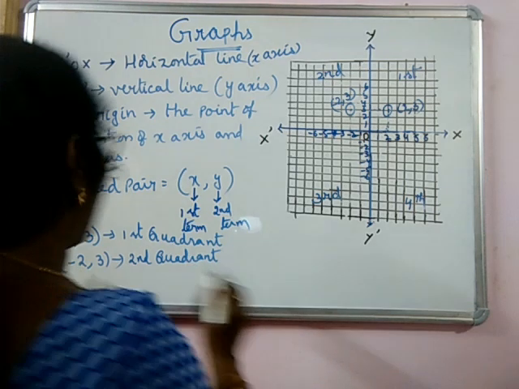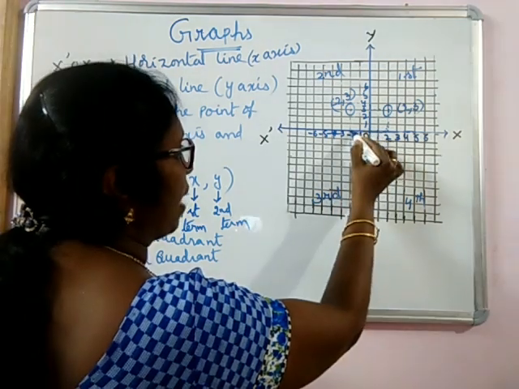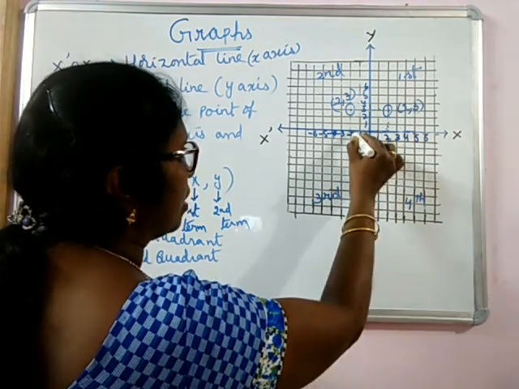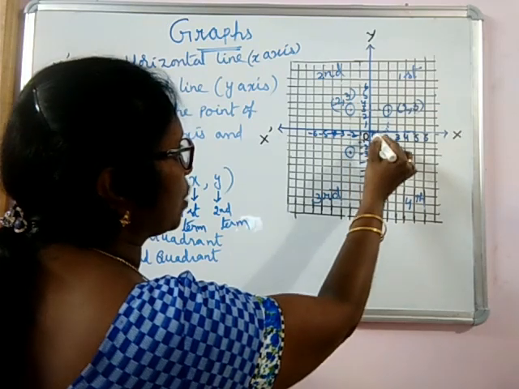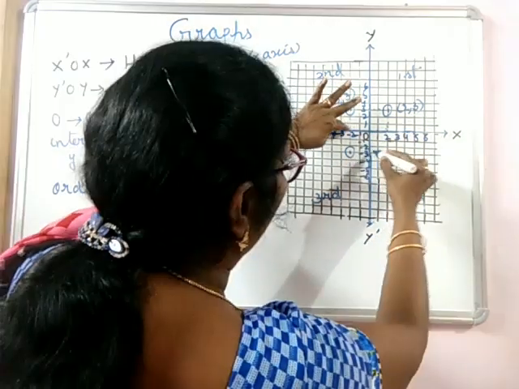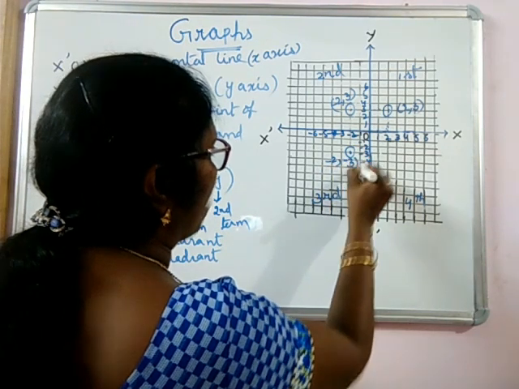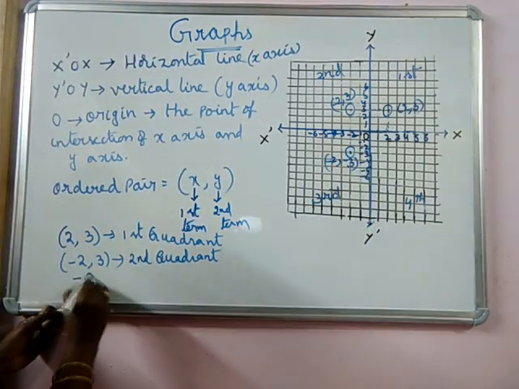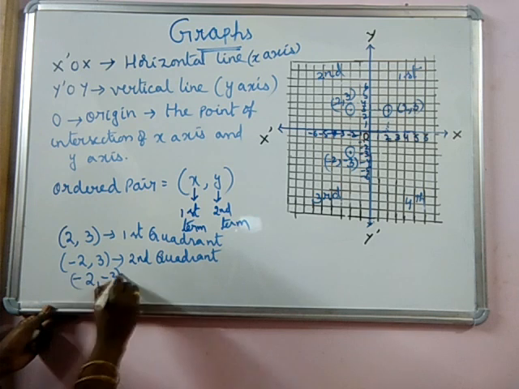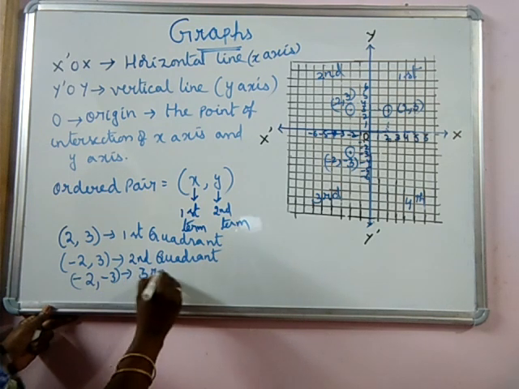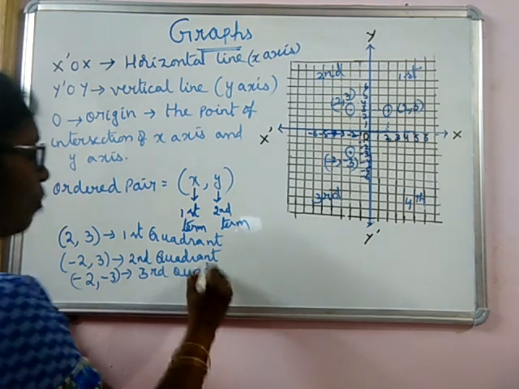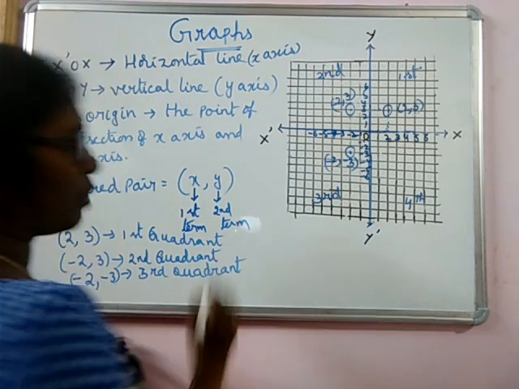Then (-2, -3). -2 here, -3 here. So this is the point. You see (-2, -3). Like this, when you come, this is the point (-2, -3). When I have plotted (-2, -3), the point lies in the third quadrant.